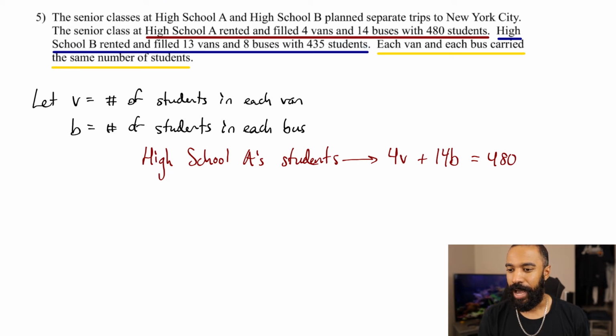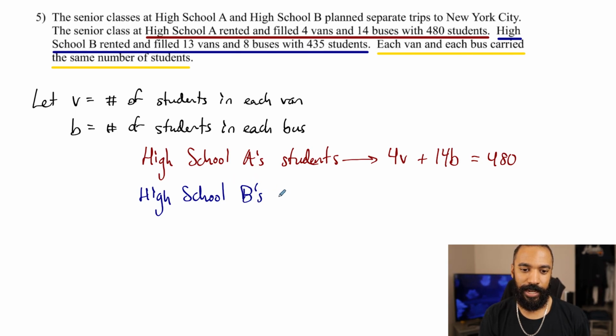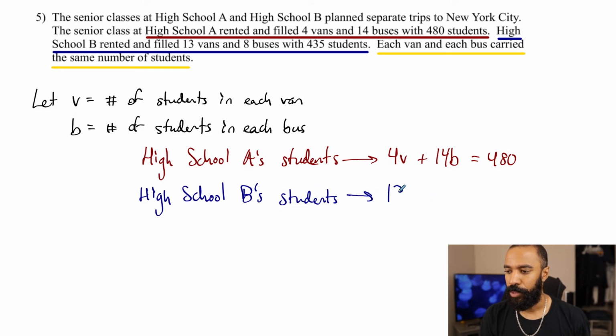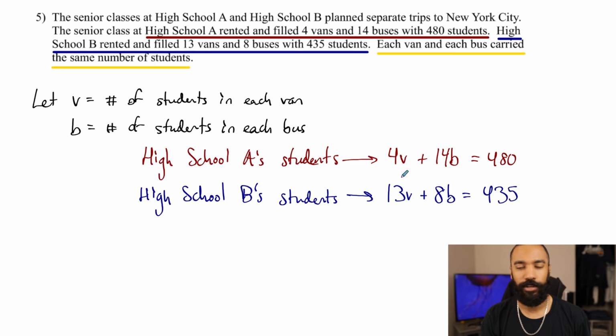All right. High school B's students are going to be combined by taking all the students in all of the 13 vans and all the students in all the 8 buses. 13 vans times the number of students in each van plus 8 buses times the number of students in each bus equals 435 total students. This is students plus students equals students for both sets.